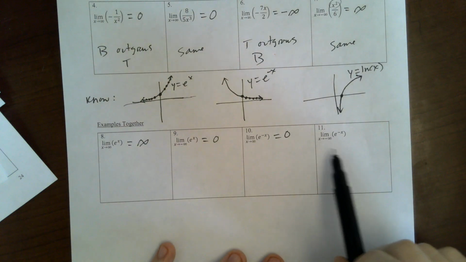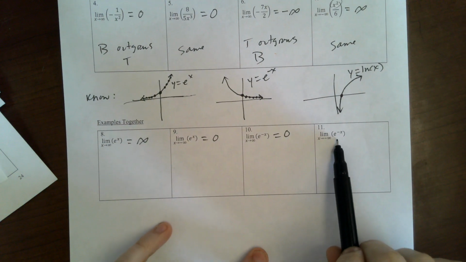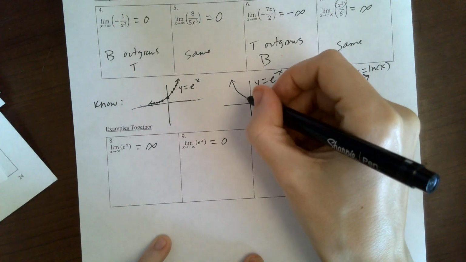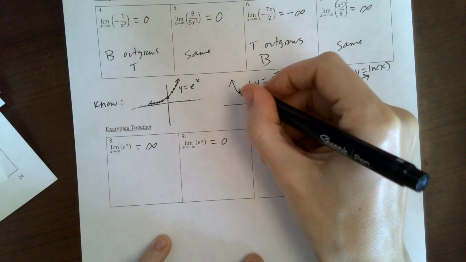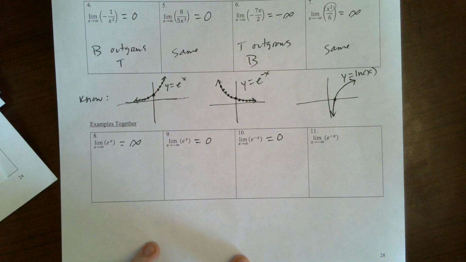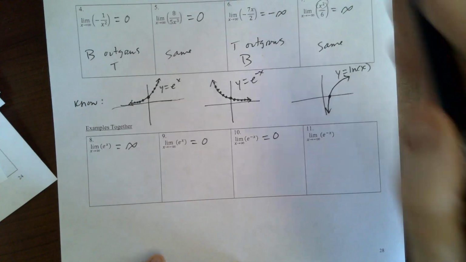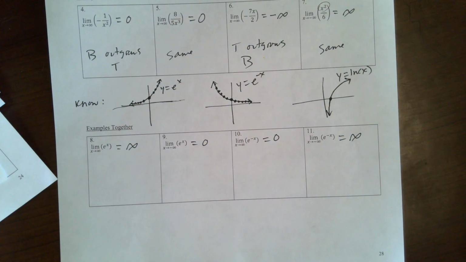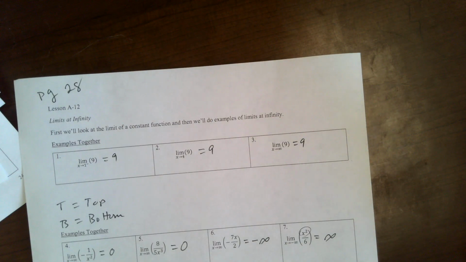Okay, and then same graph, the limit as x approaches negative infinity of e to the negative x. So x is approaching negative infinity, so I'm on the graph and moving left without end, and the y's are just shooting way, way up. Okay, infinity. There it is, guys.